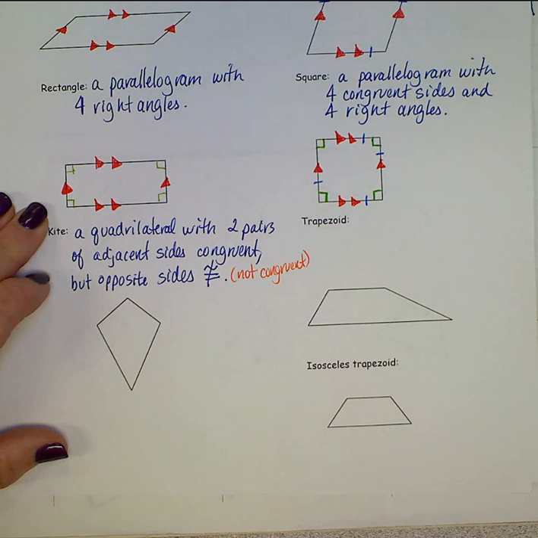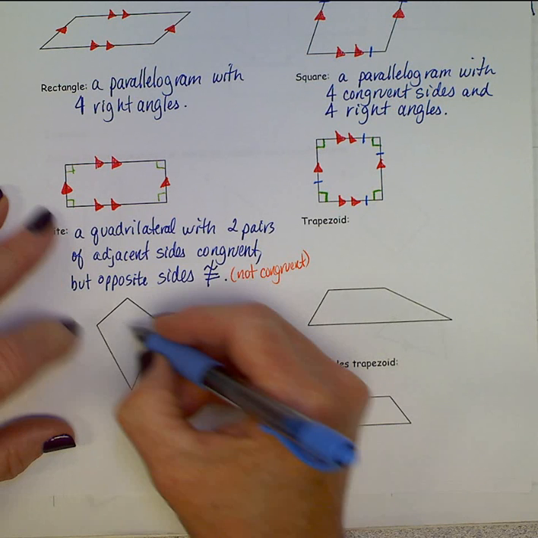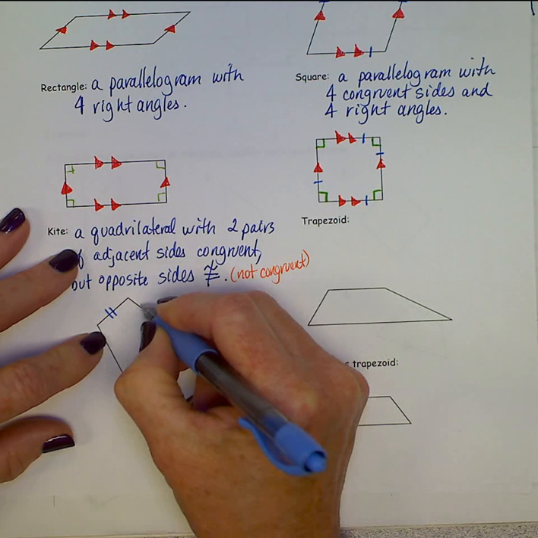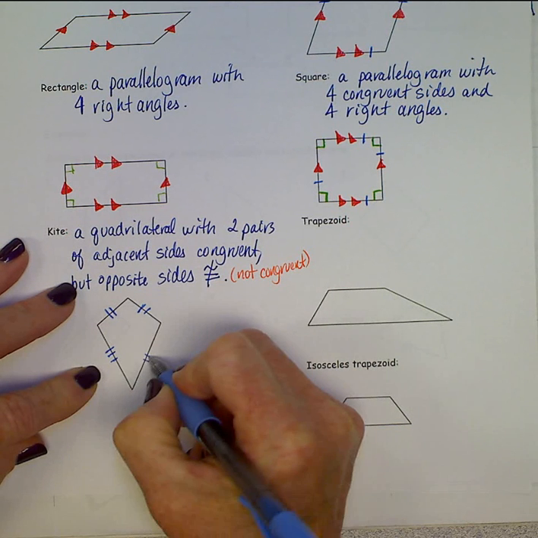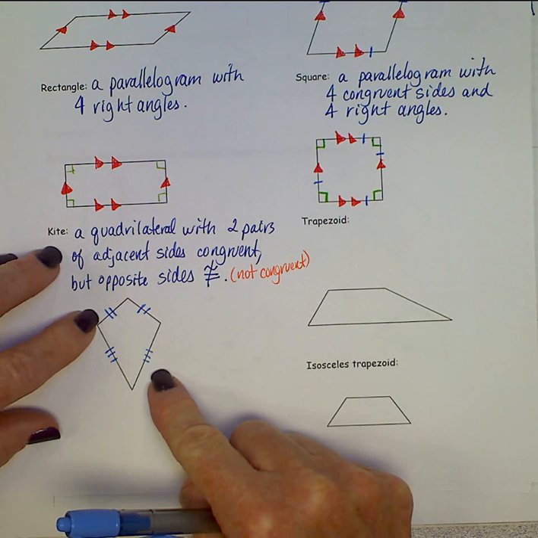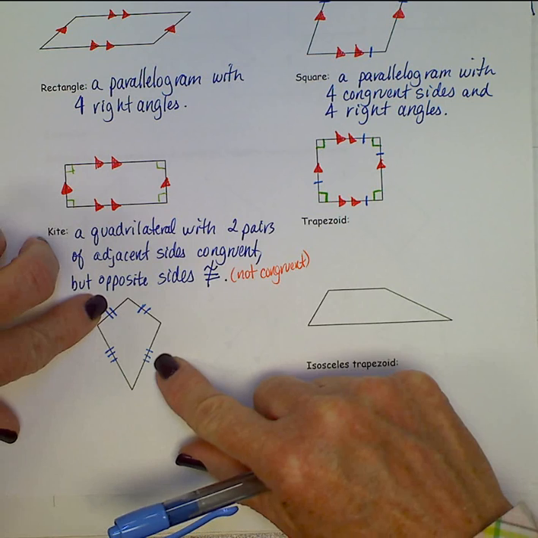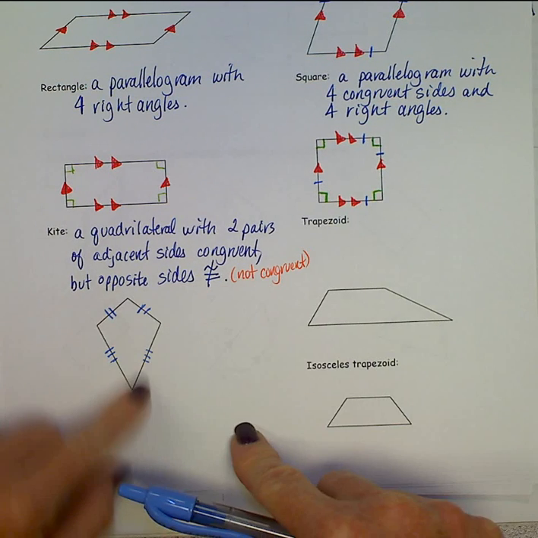So in this kite, we have two pairs of sides that are congruent. This pair and this pair up top, and then this pair down here. But opposite sides are not congruent. These two are not congruent, these two are not congruent. That eliminates the possibility that that kite is a square.